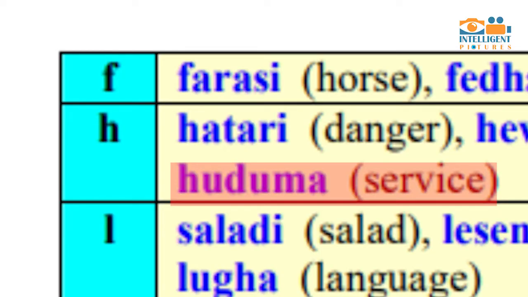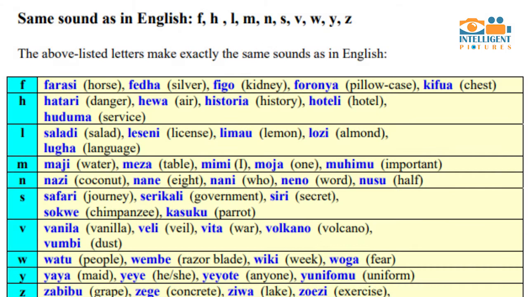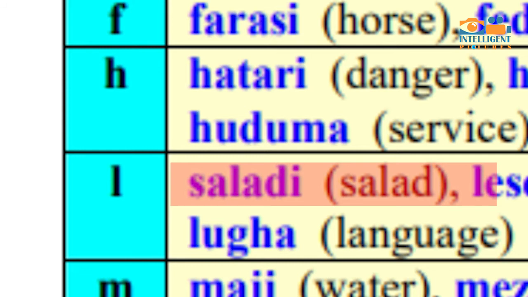And there is also another word, huduma. Huduma means service, okay? Service. So we can see huduma has sound H. There is also another word which contains sound L, and we have saladi. Saladi means salad, okay? Salad. Only that in Swahili we have added an I at the end of the word saladi.